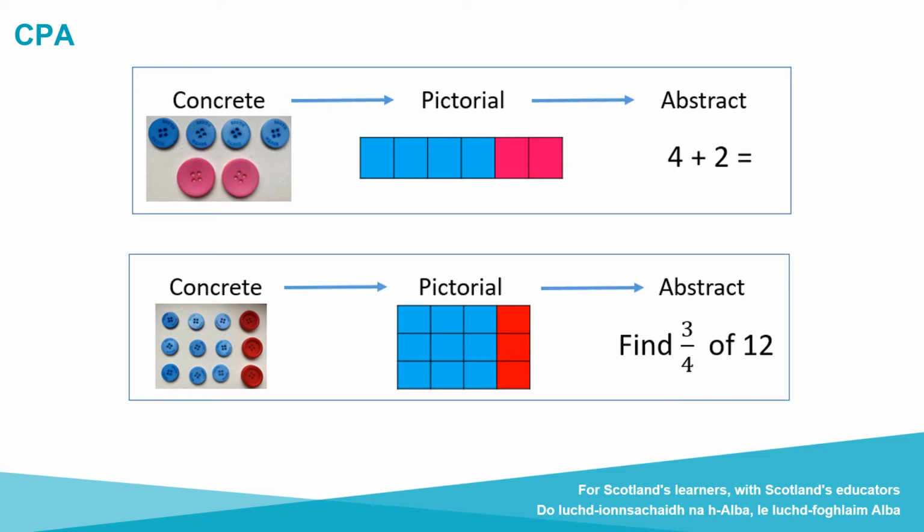Concrete is the doing stage, using real, actual objects to solve mathematical problems. In these examples, buttons have been used, but it can be anything. Counters, small toys, wrecking wrecks, and many more, and we will look at some more examples in the next slide. Pictorial is the seeing stage, where learners use different representations of objects or ideas using pictures or drawings or diagrams. And abstract is the more symbolic stage, where learners are able to use abstract symbols to model and solve mathematical problems.